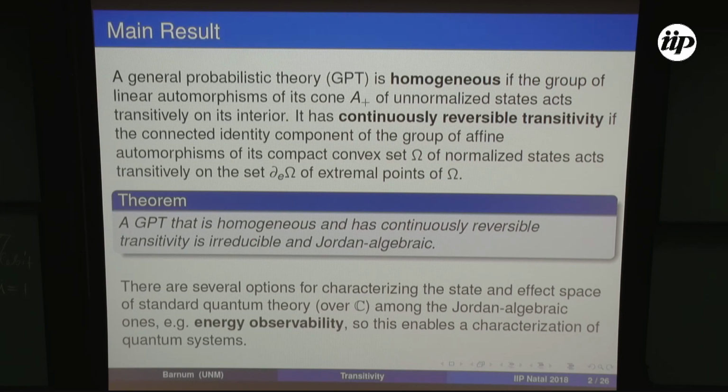Lucien Hardy wrote a paper around 2000 that helped kick off the interest in GPTs in the quantum information community, and this was one of the properties he used in that paper in his characterization of quantum state space. So it's a frequently used property in GPT theory. My result, which is pretty much a corollary of some description of the automorphism group of these cones from the 60s, and also the description of the structure of the cones, is that a GPT that is homogeneous and has continuously reversible transitivity on pure states is irreducible and Jordan-Algebraic.